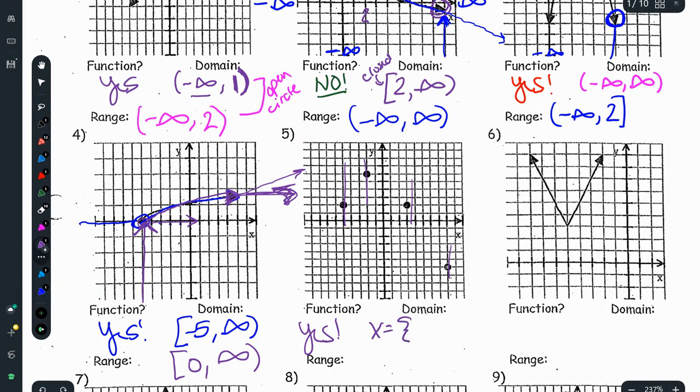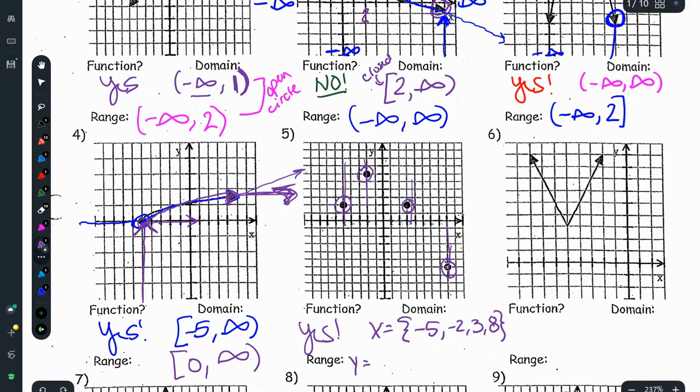So the domain is all of the x values. So from smallest to biggest, 1, 2, 3, 4, 5. This one has an x coordinate of negative 5. This one's at negative 2. 1, 2, 3. This one's at 3. 1, 2, 3, 4, 5, 6, 7, 8. This one is at 8. So I've written down my x values from smallest to biggest.